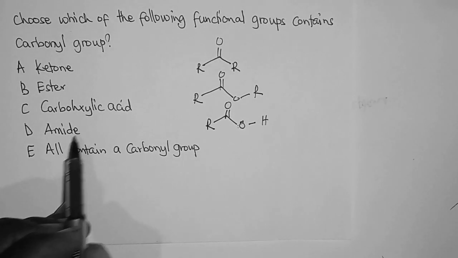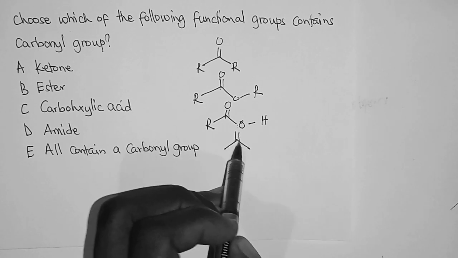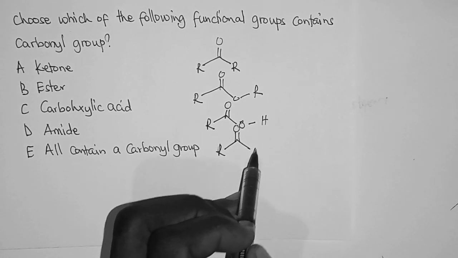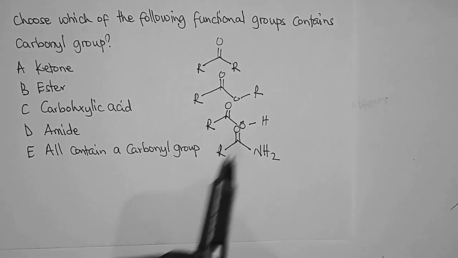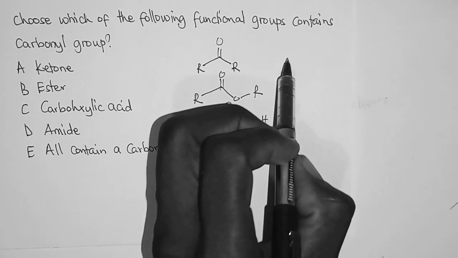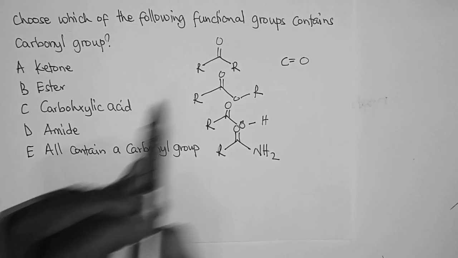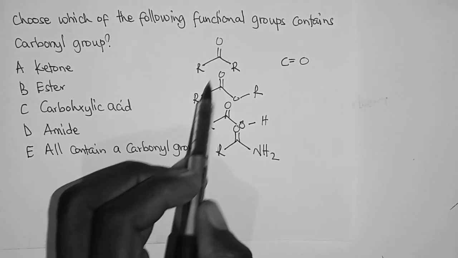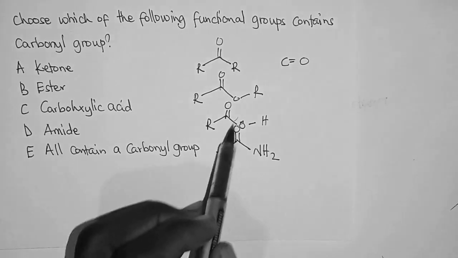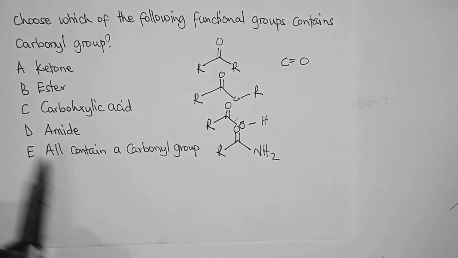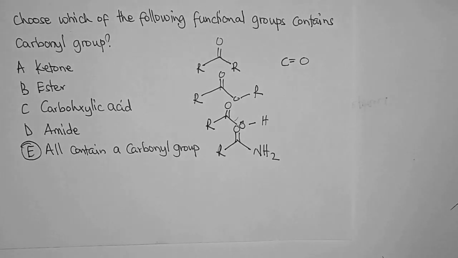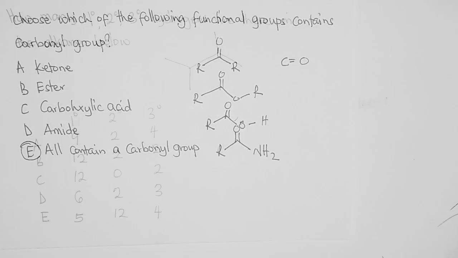And then an amide. This is the structure of an amide. Here's NH2. So you can see the carbonyl is C double bond O. Here you can see C double bond O, this one too is C double bond O. The same here and the same here. So all of them have carbonyl groups in them. So the correct answer is all contain carbonyl groups.